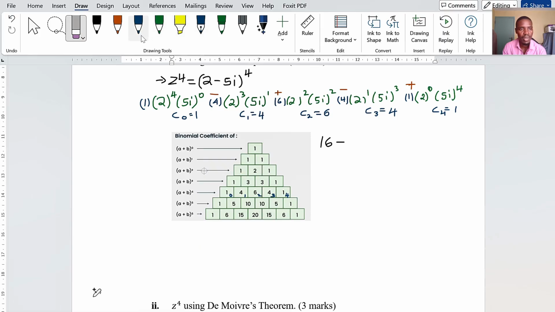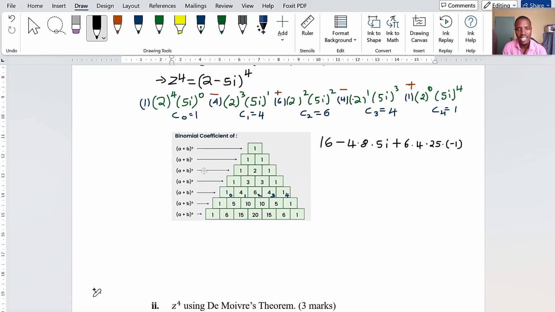This will make me write many things. So it will be 4 dot 2 power 3 is 8, dot 5 power 1 is 5i. Then plus, the next part we have 6 dot 2 power 2 is 4, dot 5i squared. First we square 5, which is 25, and then we square i, which is -1.